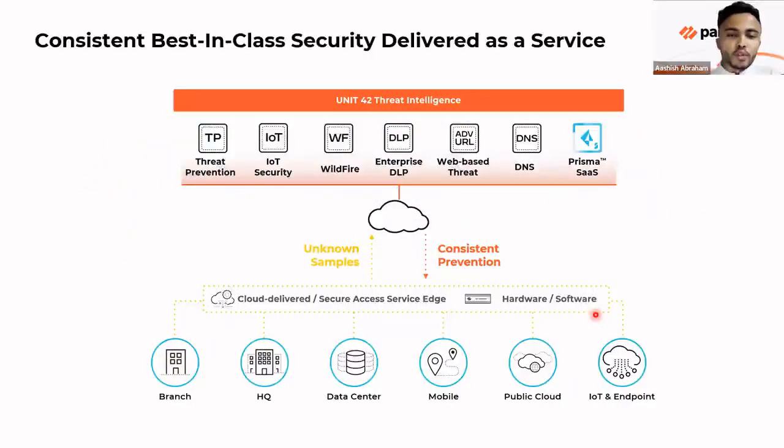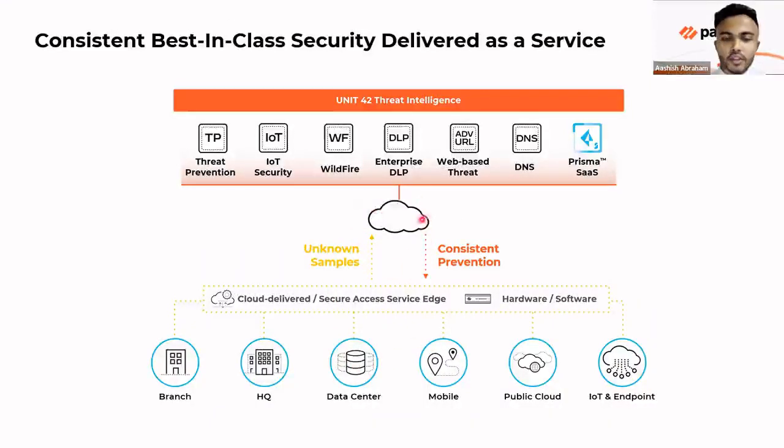Right. So this is what we do at Palo Alto. What do we do? We bring in all of the unknown samples which we know, right? All of the unknowns. It can be from a branch office, it can be from a headquarter, it can be from a data center, it can be from your mobile phone, it can be from your public cloud, it can be your AWS, GCP, Azure, Alibaba, anything, right? IoT and endpoint. IoT can be your SCADA systems. It can be your IoT systems, right? A lot of things there. And then it is being brought to my cloud, right?